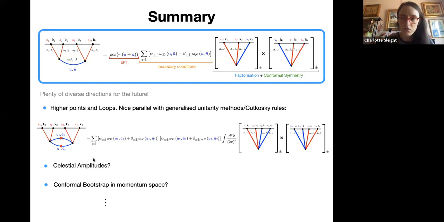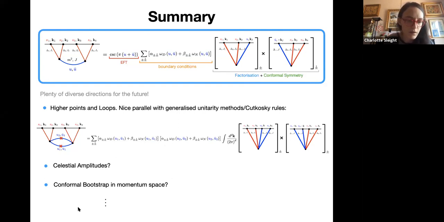A little bit more speculatively, I would be curious to understand if any of these techniques could be of use in the context of flat holography, so to construct celestial amplitudes, where it would be tempting to suggest that conformal symmetry on the celestial sphere would constrain the corresponding exchange to take a similar form, where of course you would replace the 3-point contact diagrams here with the 3-point amplitudes on the celestial sphere.